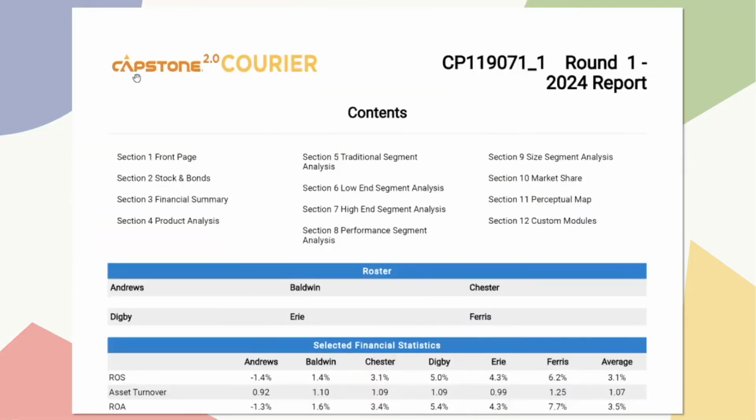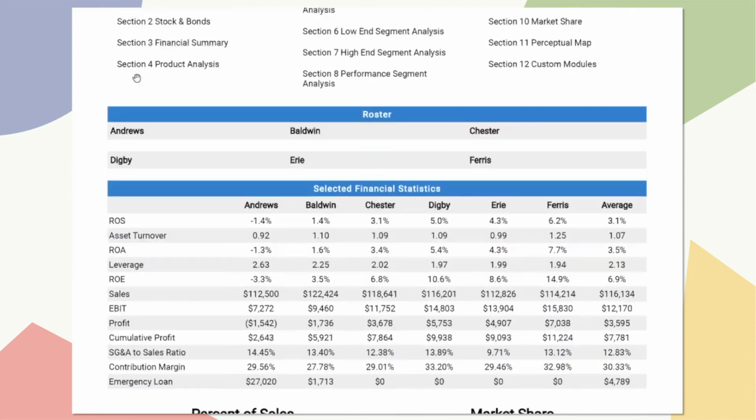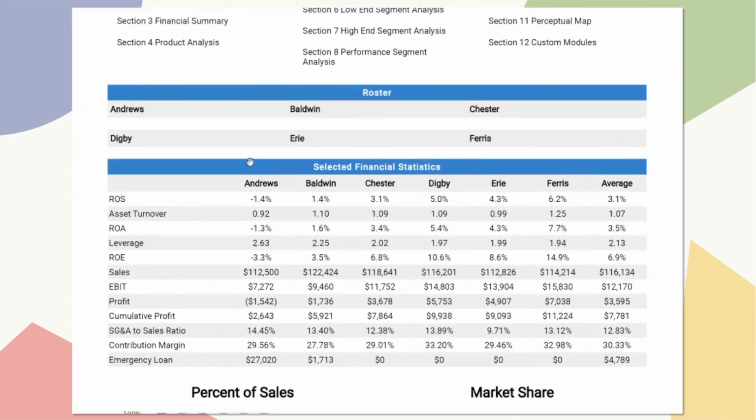Let's start back on page 1, identifying teams with low profit. Here in the selected financial statistics table, we can look down and see the profit for every company. A quick review shows us that once again, Andrews and Baldwin are the two companies that are struggling the most. Low profits usually mean low contribution margin. Generally, you're looking to have a contribution margin of 30% or higher. If we go down a couple rows to contribution margin, we can see that Andrews and Baldwin don't meet that threshold we're looking for.